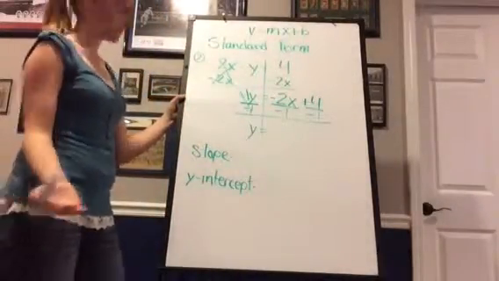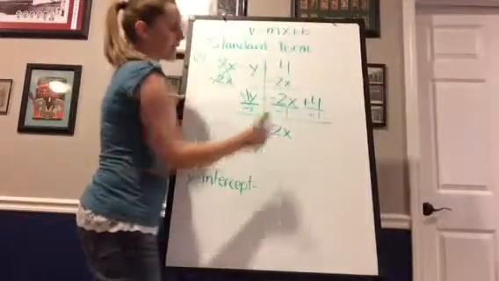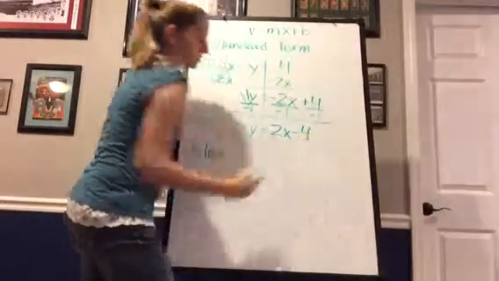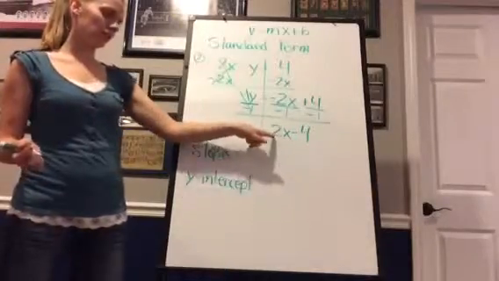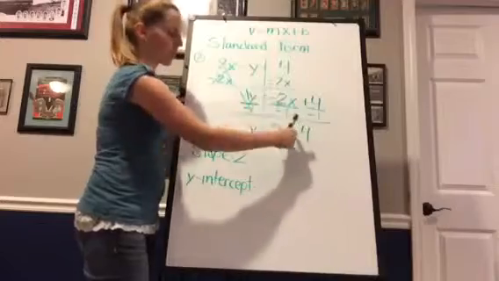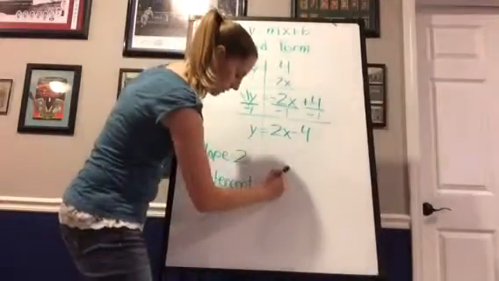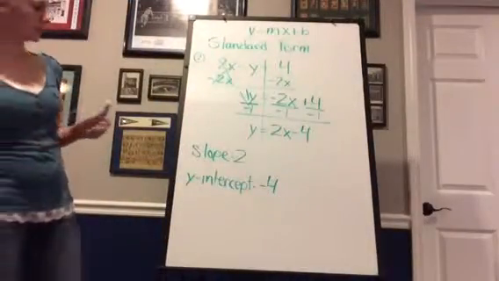I can actually simplify that. So go ahead and do it. We get positive 2x. Positive 4 divided by negative 1 is negative 4. So now, when I look at this, my slope is just the number in front of x. So my slope is positive 2. And my y-intercept is negative 4. So I put negative 4. And that's my answer for number 2.